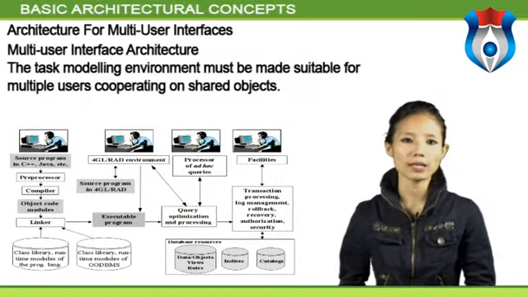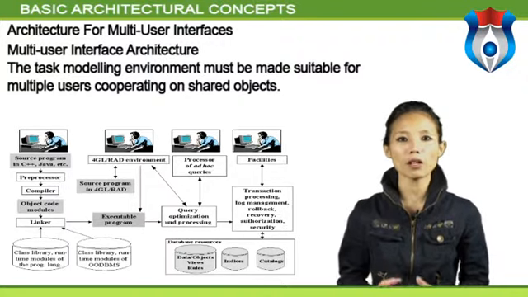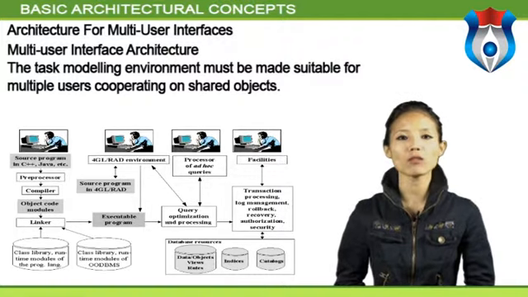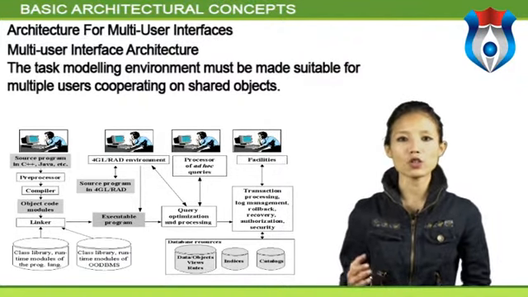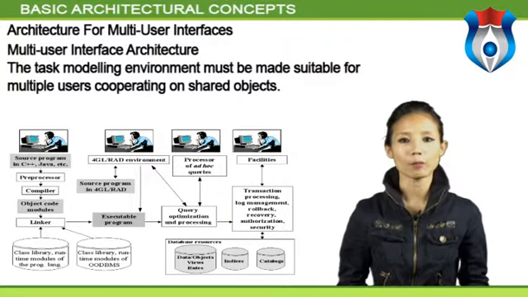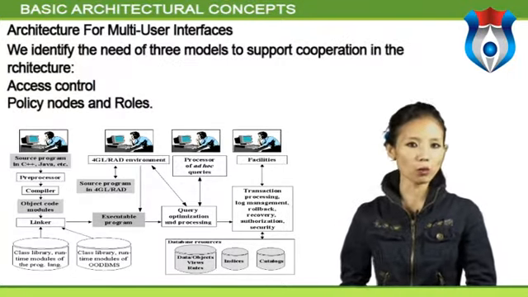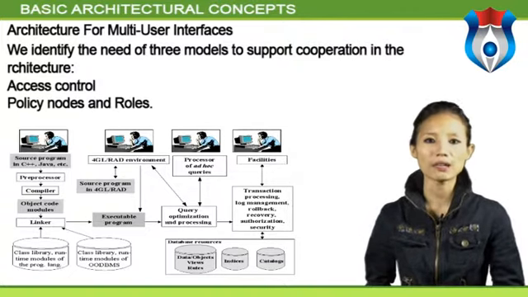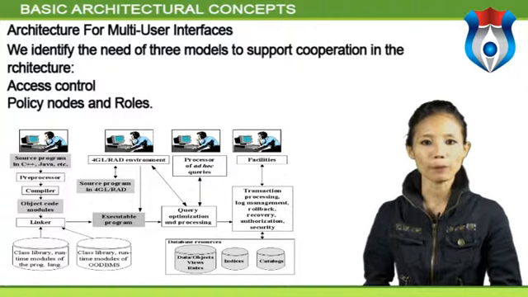Multi-user interface architecture. The task modeling environment must be made suitable for multiple users cooperating on shared objects. In continuation of the separation of interaction semantics, presentation and application logic, the cooperation features should be captured in a separate layer in the task modeling architecture. Based on the thesis of Brinkkemper, we identified the need of three models to support cooperation in the architecture: access control, policy notes, and roles.